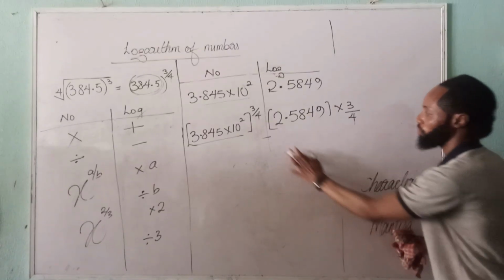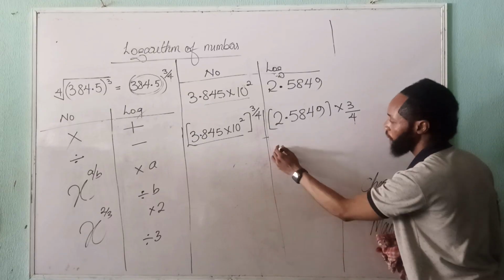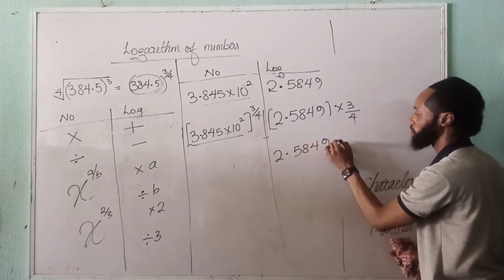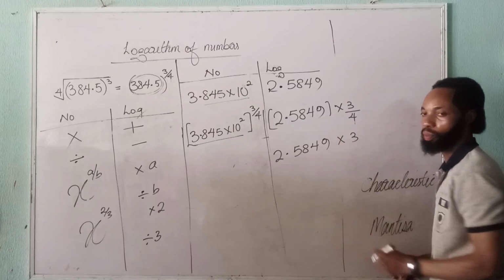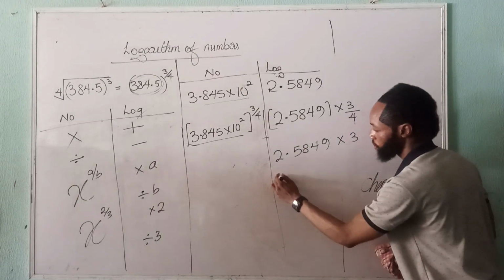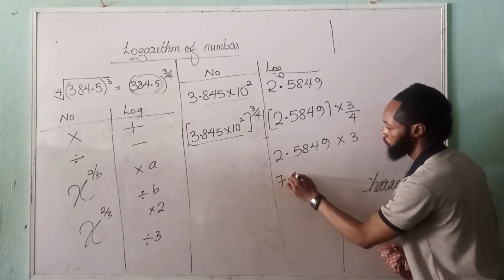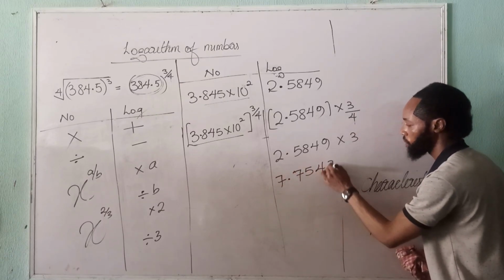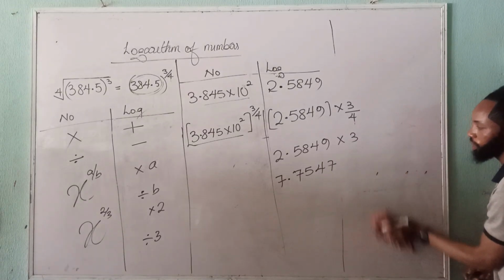So we'll take it one after the other. We have 2.5849 times 3. Multiply by 3. What are we going to get? 7.7547.